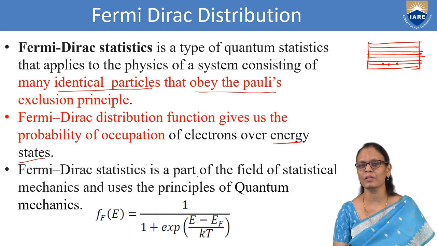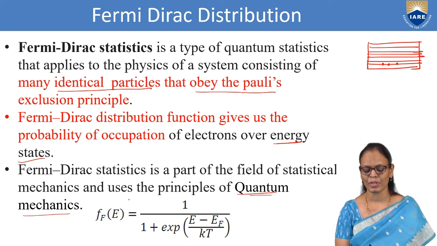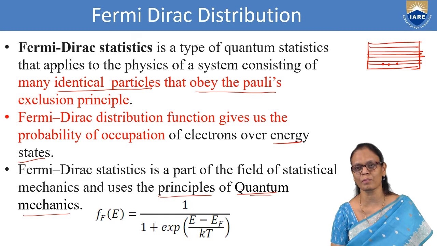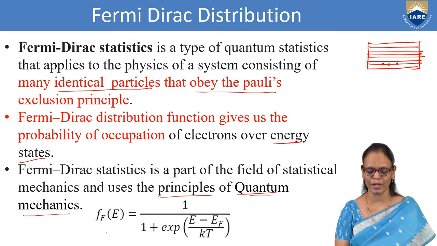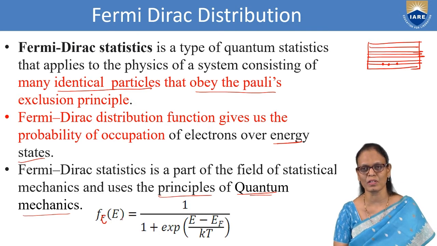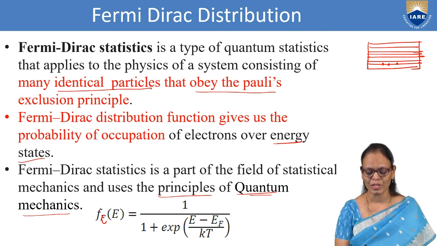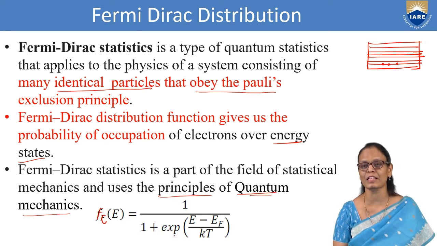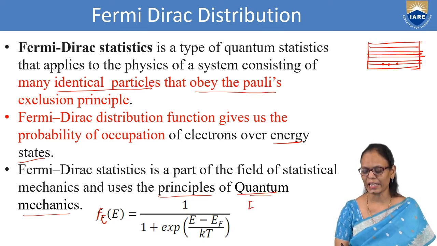Now, this Fermi-Dirac statistics is a part of statistical mechanics and it uses quantum mechanics principles. The expression we are going to use here, we will write it as Fc because we are using it for electrons in the conduction band. So, Fc of E is given by 1 upon 1 plus exponential (E minus Ef) by kT.